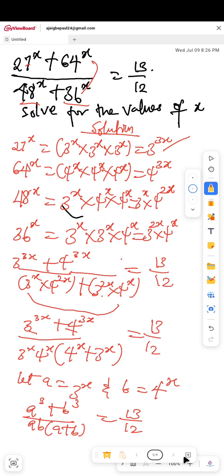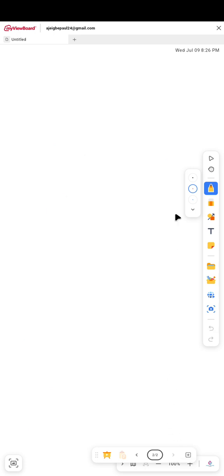So let's move to the next page. Now, what we have is a raised to the power of 3 plus b raised to the power of 3 over ab into bracket a plus b is equal to 13 over 12. So how are we going to solve for the values of a and b? Now, this is what we are going to do.